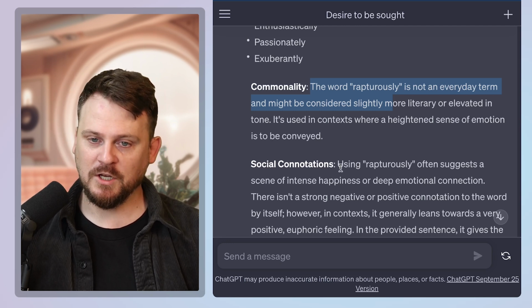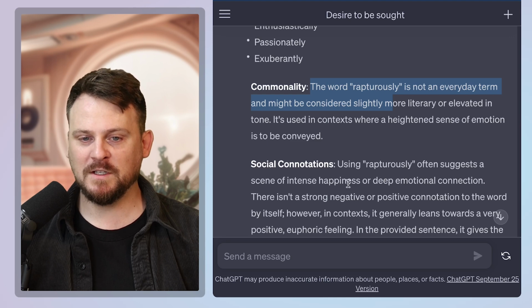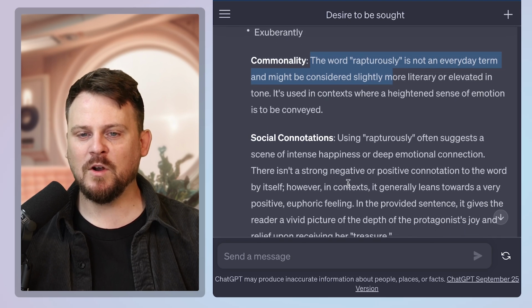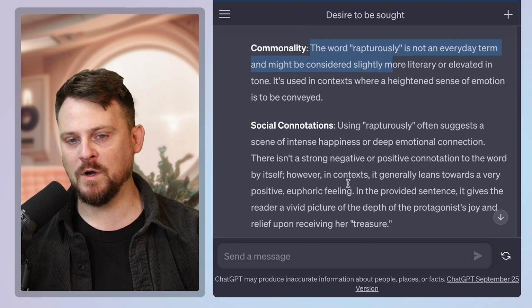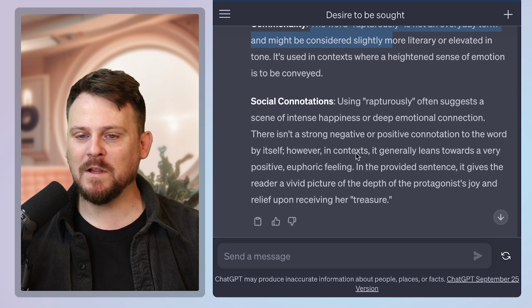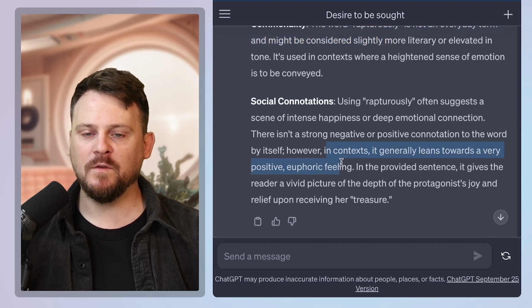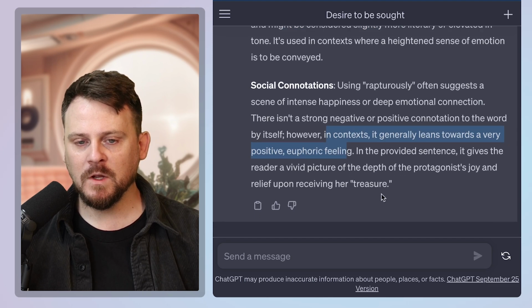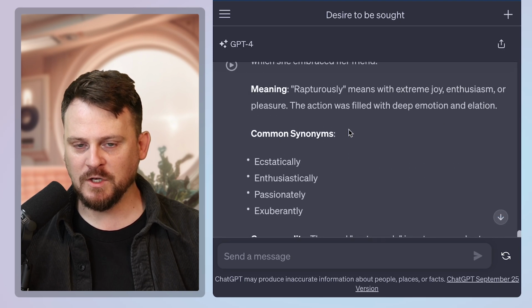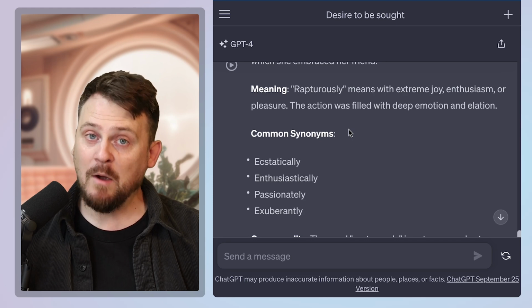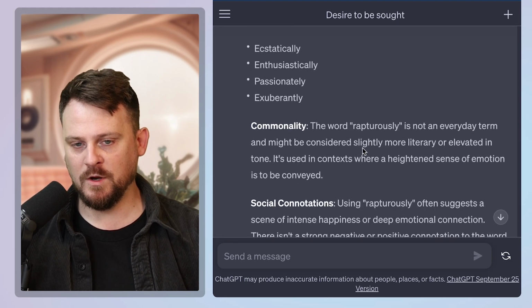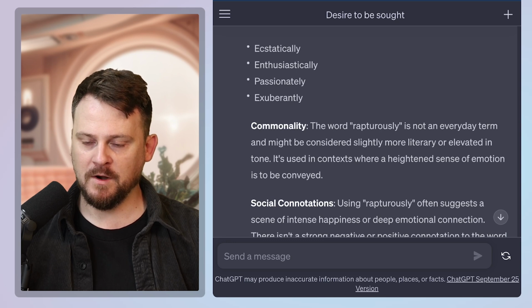Regarding social connotations, using rapturously often suggests a sense of intense happiness or deep emotional connection. There isn't a strong negative or positive connotation to the word itself. However, in certain contexts, it generally leans toward a very positive euphoric feeling. Okay. Good. So we get the idea, and we know that it's not very common, and we have the connotation, so that's useful. So you can do that when you discover or find a new word that you want to understand more deeply. All right.